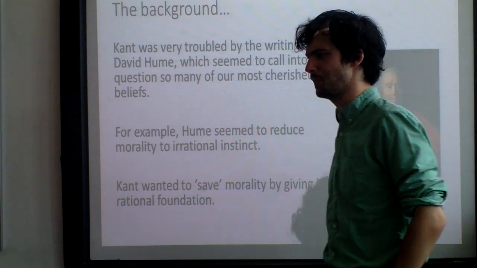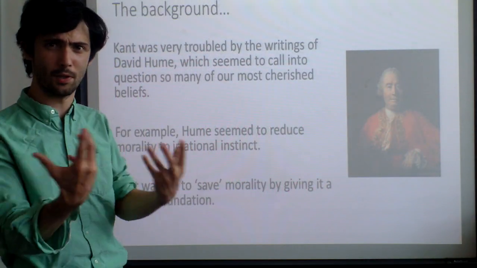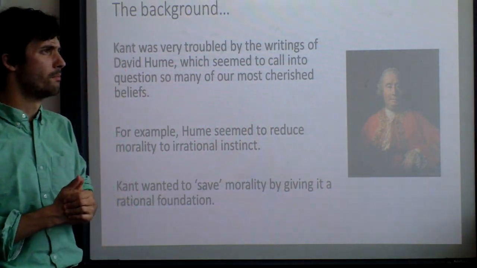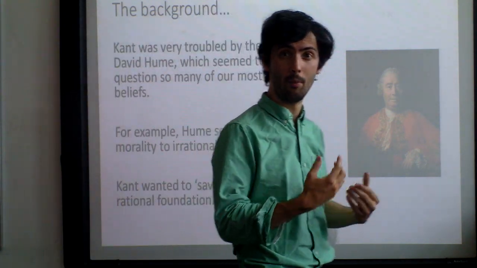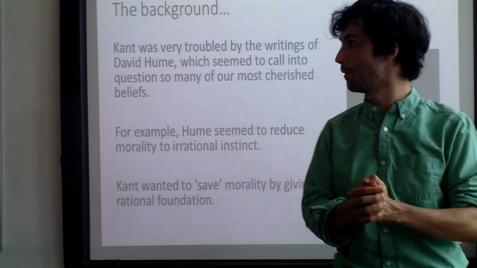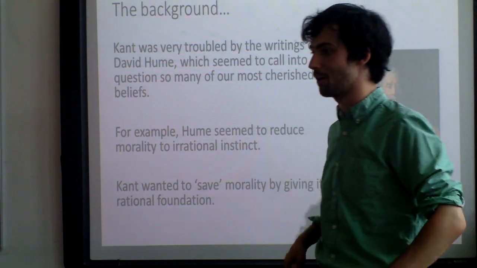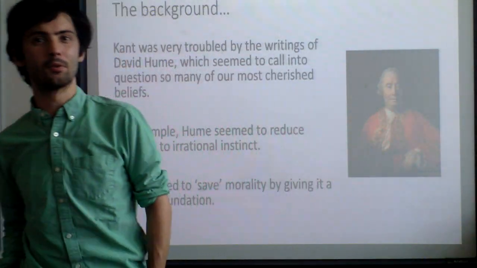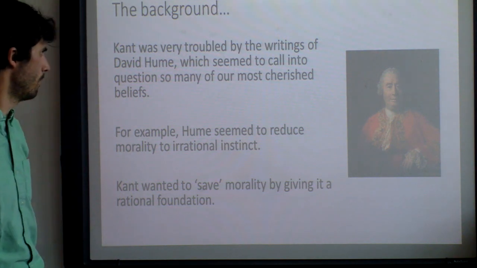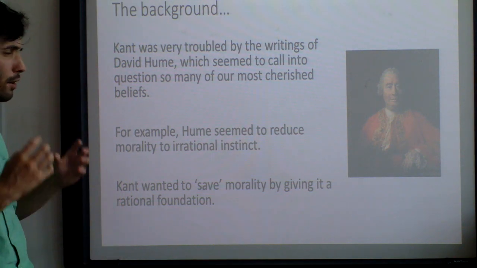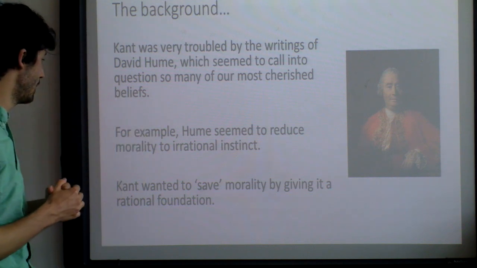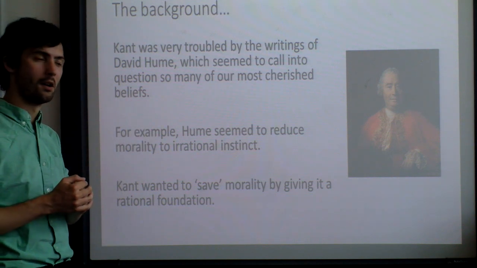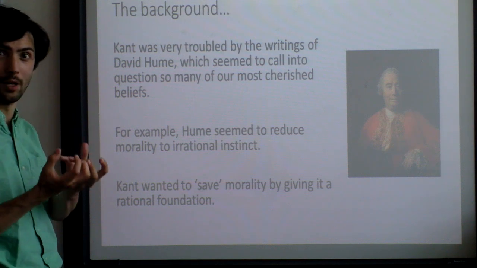But surely morality isn't irrational, right? Surely it's rational to say things like murder is wrong, rape is wrong, charity is right, helping the poor is good. Surely those claims aren't irrational. Surely they aren't just emotional impulses or instincts, right? So a lot of what Kant does is motivated by a desire to answer Hume, right? So what Kant wants to do is save morality by giving it a rational foundation.